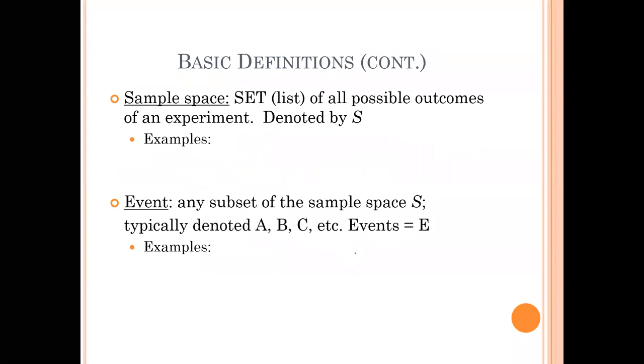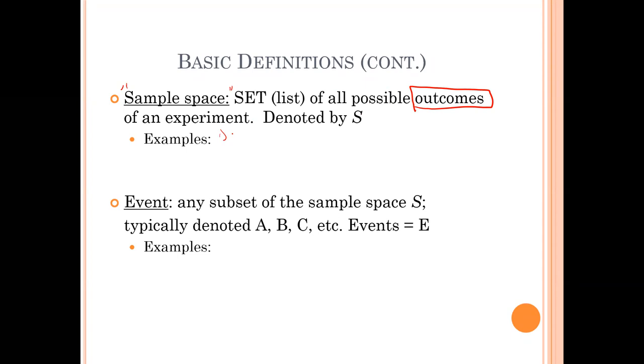So then we have two other definitions. The first one is what's called the sample space, and it's a set. In mathematics, a set is a list or a collection of objects. So the sample space is the list of all possible outcomes, all the outcomes for an experiment. And it's denoted with a capital letter S.